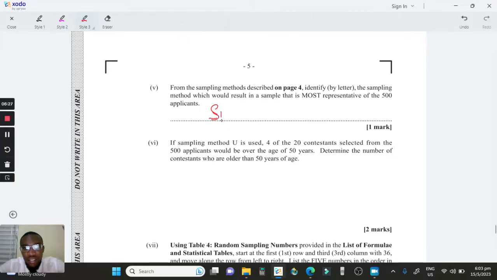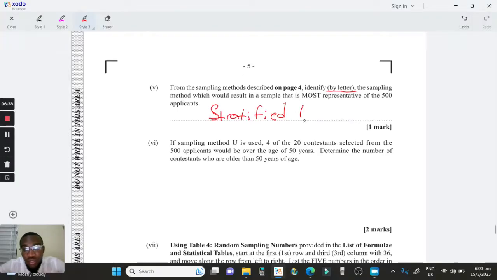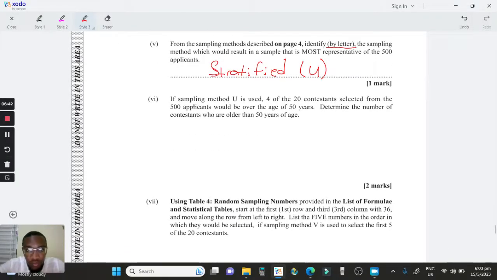So this would be the stratified. Oh, but they said identify by letter. Guys, don't even write out the word. You just tell them that would be U. So in our case, it would be U.